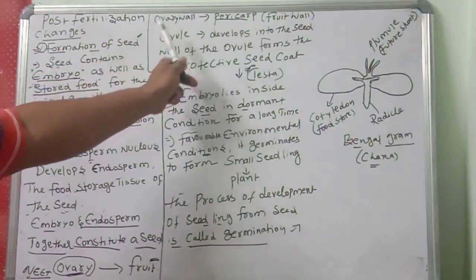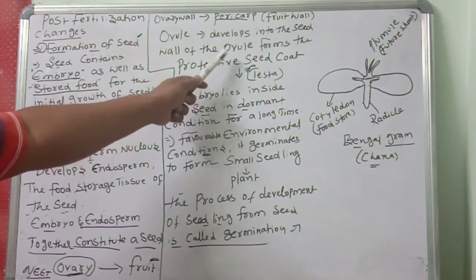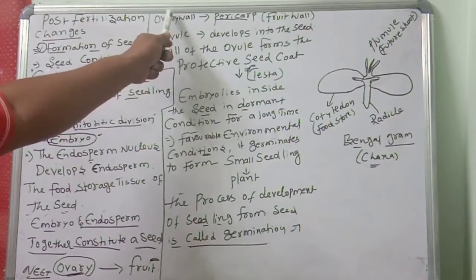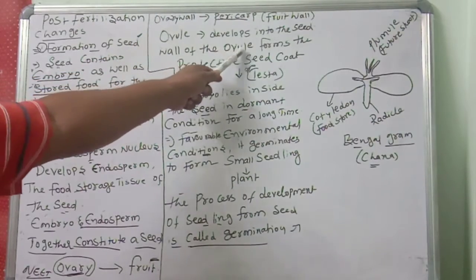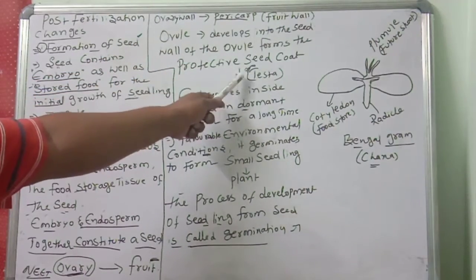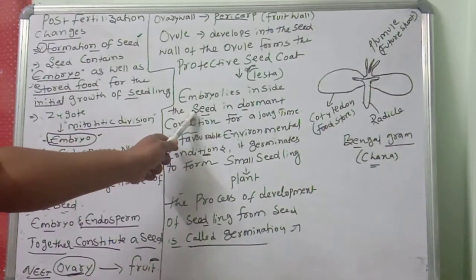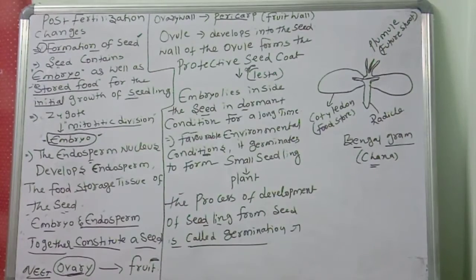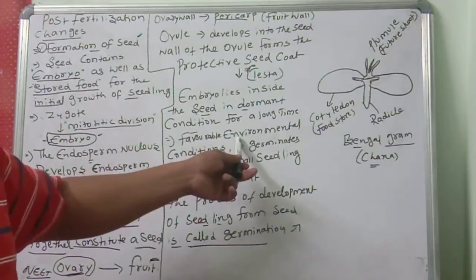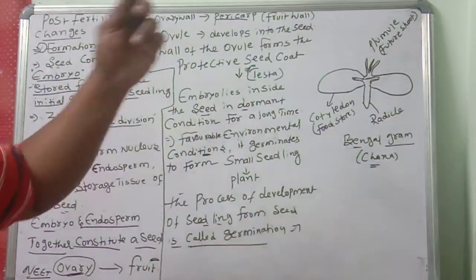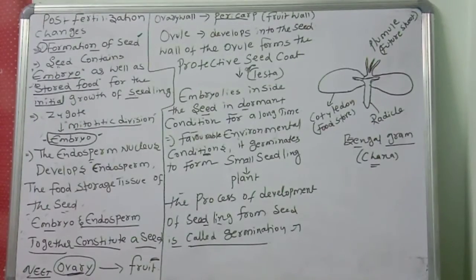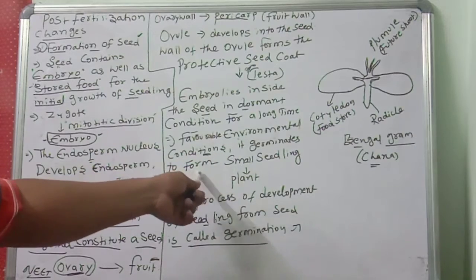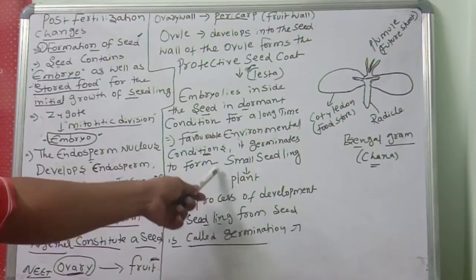Ovules develop into the seed. The wall of the ovule, not the ovary wall, forms the protective seed coat called testa. The embryo lies inside the seed in dormant, meaning inactive, condition for a long time. Even for thousands of years the seeds can remain dormant. With favorable environmental conditions, it germinates to form a small seedling and converts into a plant.